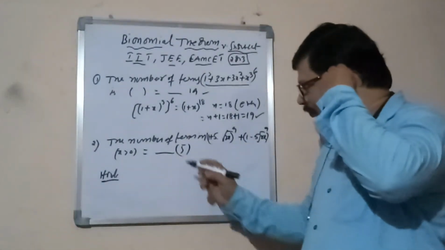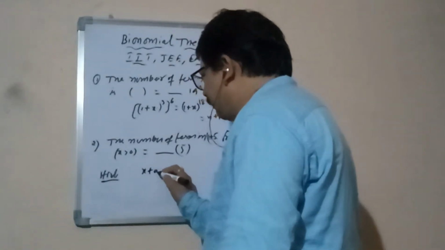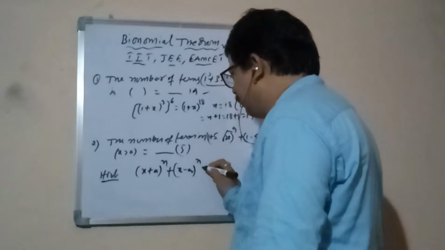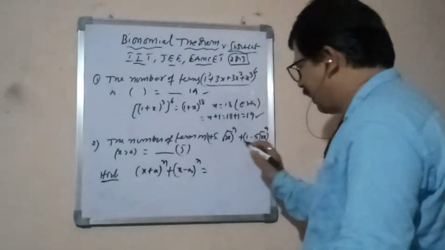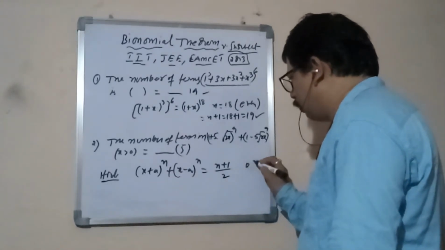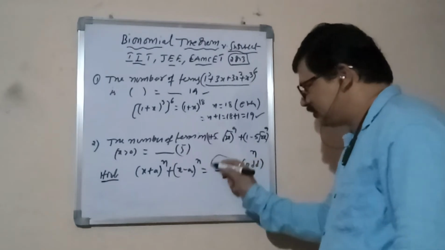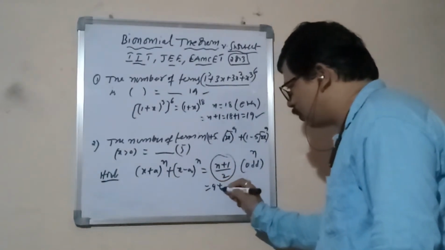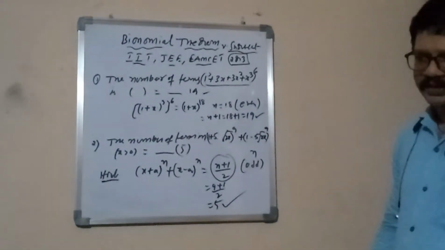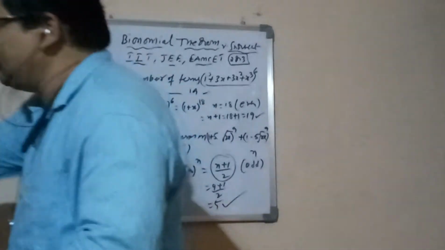The number of terms in the formula (x plus a) whole power n plus (x minus a) whole power n is given by (n plus 1) by 2 when n is odd. Here n is 9, so 9 plus 1 by 2 means 10 by 2, which is 5. Finish, that is the answer. Now I will tell one more.